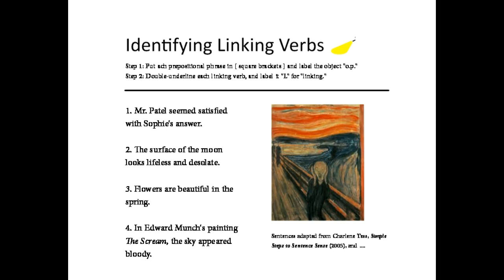So here are the next 4 sentences on your handout. I want you to hit pause and do the same 2 steps. Put a prepositional phrase in square brackets, label the object OP, then double underline each linking verb, but this time you're going to label it L for linking, not A for action. Hit pause now. Okay, so here are the answers.